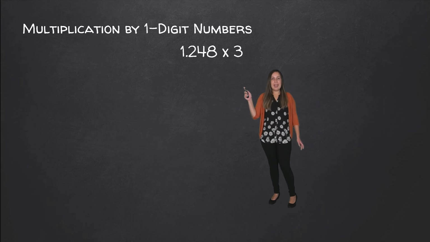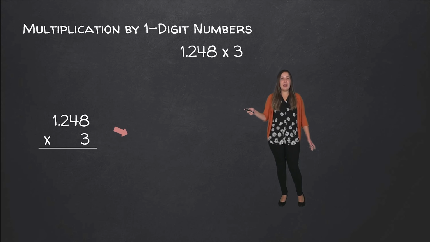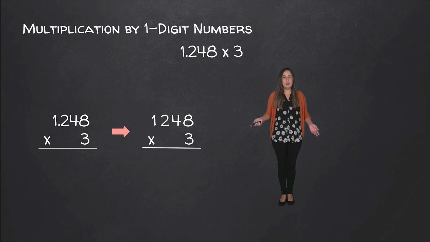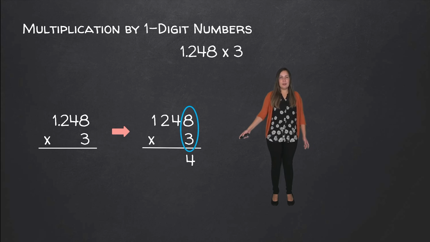We have 1 248 thousandths times 3. We're going to take this problem and write it vertically. Then we're going to take that problem and rewrite it without decimals. So here we have 1,248 times 3, and we're going to multiply normally. 3 times 8 is 24. Bring down the 4, bring up the 2. Then we're going to multiply 3 times 4, which is equal to 12, plus 2 is equal to 14. So bring down the 4 and bring up the 1.